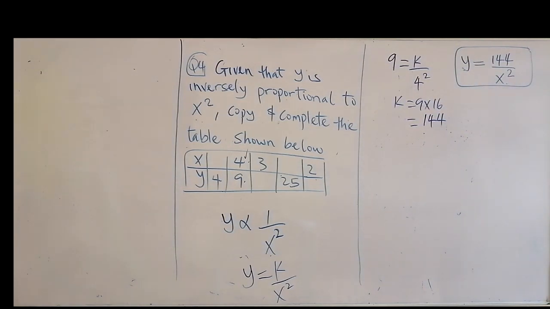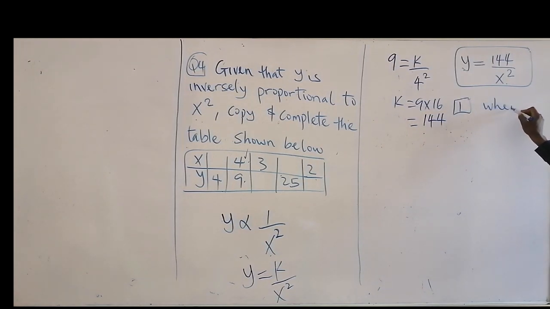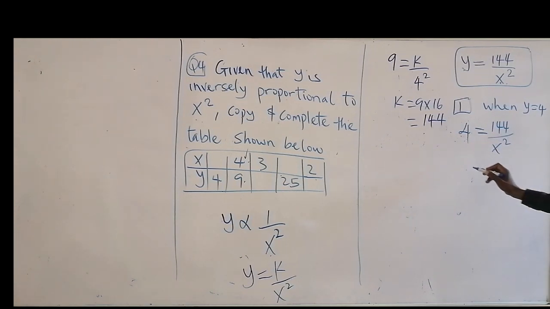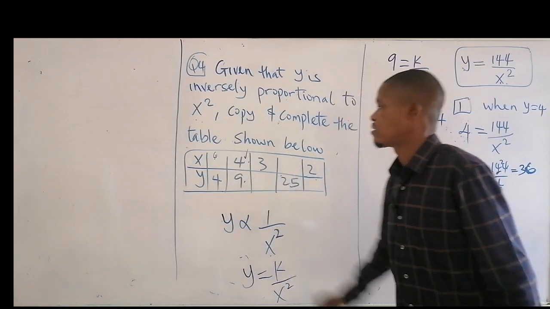So then the next thing to do now is to go to the first one, when y is 4. Let's get the corresponding value for x. That will be 4 equals 144 over x squared. Make x squared the subject. We have x squared equal to 144 over 4. That will give us 36. So x is 6. So we've gotten this place now. You can plug in the value there, that's 6.